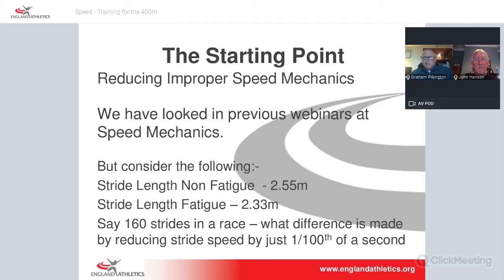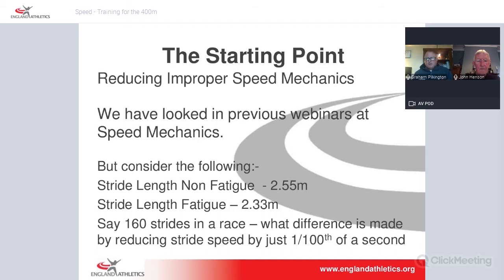Your non-fatigued stride length over 400 meters for a world-class athlete is 2.55 meters. Fatigued stride length is 2.33 meters. So if we apply the fatigued stride length over, say, the last 100 and the non-fatigued over the first 300, that gives 160 strides that they'll make in the race. If we can make a difference of just 1/100th of a second on each of those strides, by making them actually impact in the right place, not fall onto the foot, think about getting the foot back, whatever it may be, that's going to knock 1.6 seconds off their time from that one thing.